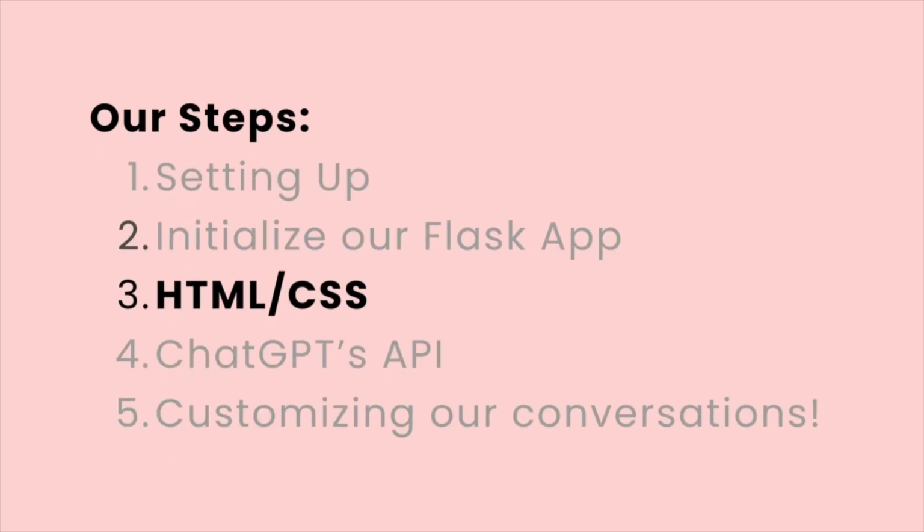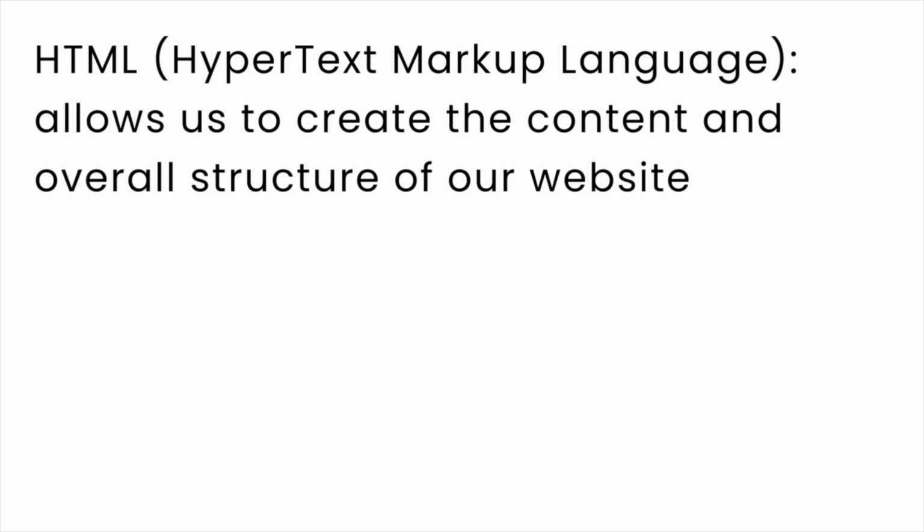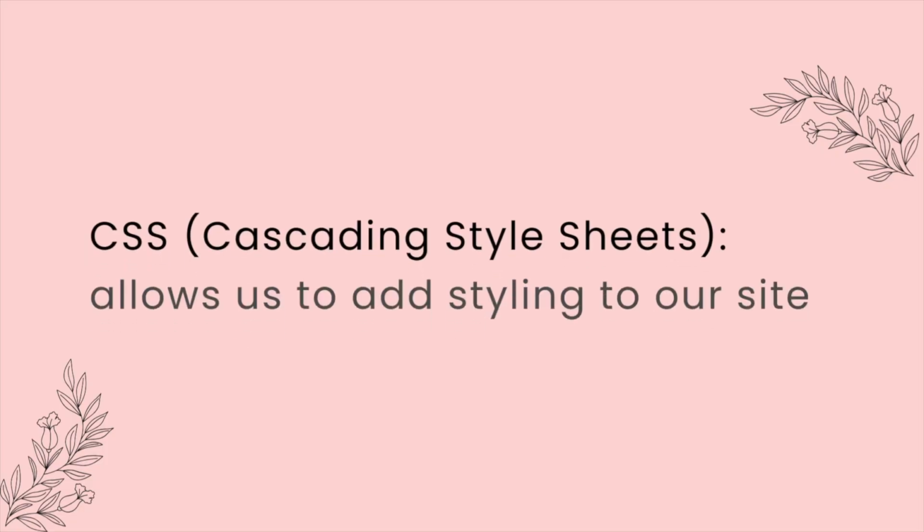Alright, for step 3, we're going to go ahead and create our index.html code and our styles.css code. And so our index.html code is going to allow us to essentially create the content and the overall structure of our website. And meanwhile, our CSS, referring to a cascading style sheet, is going to allow us to beautify our website or add different style elements to it.